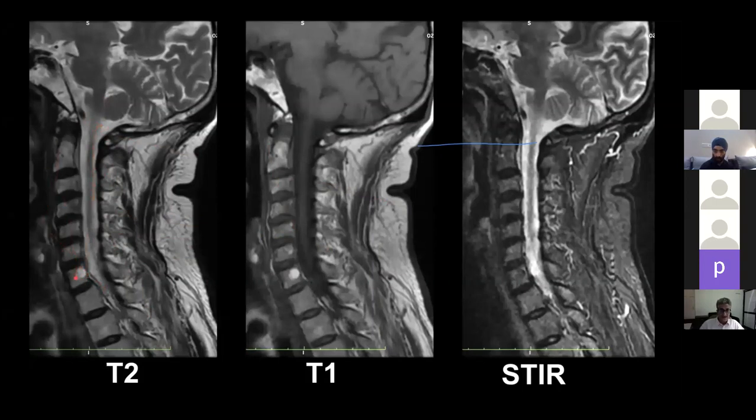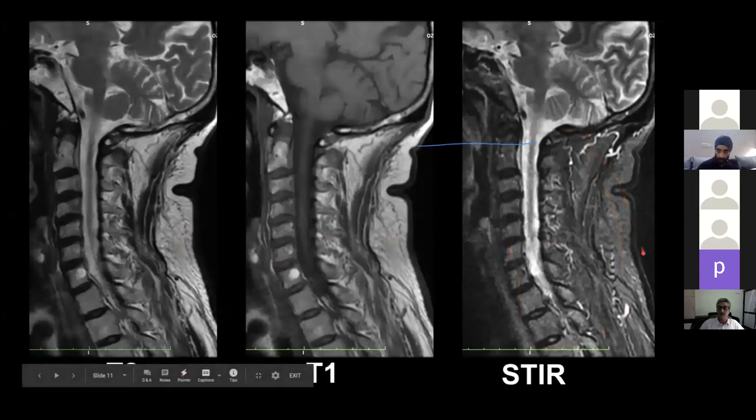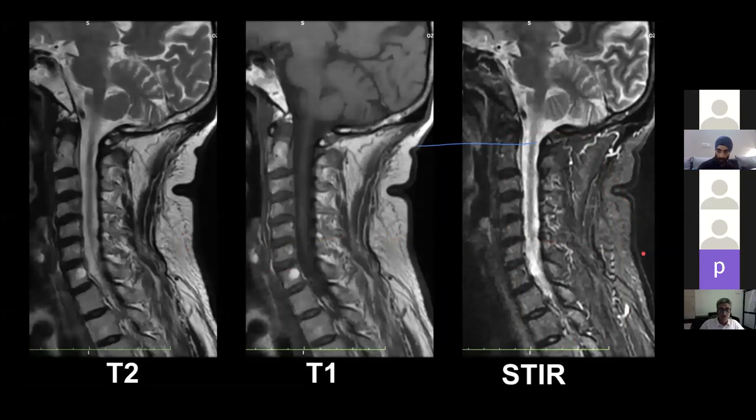We can see a white spot here in the vertebral body on T2 as well as on T1. There's a white spot. So anything which is white on T1 and white on T2 but is suppressed on STIR is a fat. So this is a focal fatty marrow, a small hemangioma.